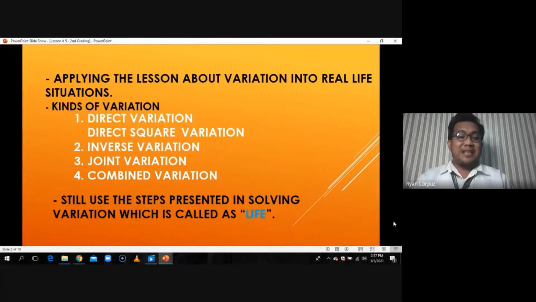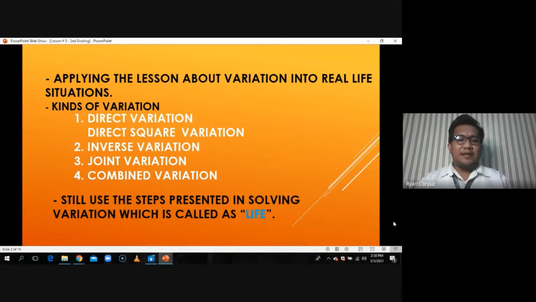but since it's still about variation, we are still going to apply the same steps that we call life. Because we said before, when our topic is about problem solving or verbal problems in math, what we apply are the steps we call respect. So we can still apply that if you want to. But as for me, I guess it's easier if we apply the steps that we call life.